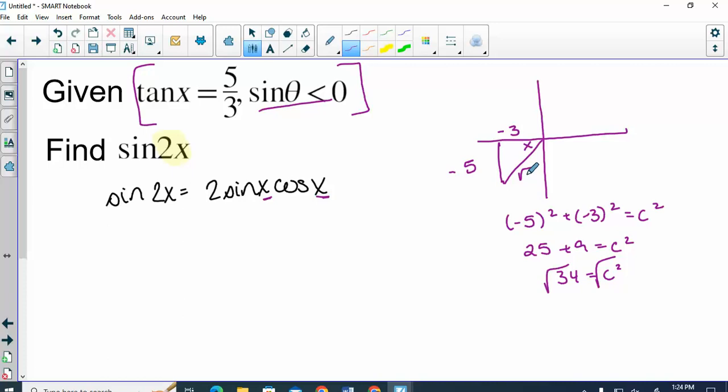You have to check and see if it can reduce. 34 breaks into 2 and 17, and that's it. So we just leave it as the square root of 34. So we can finish this out. 2, sine of x. So sine is opposite over hypotenuse. Cosine of x. Cosine is adjacent over hypotenuse.